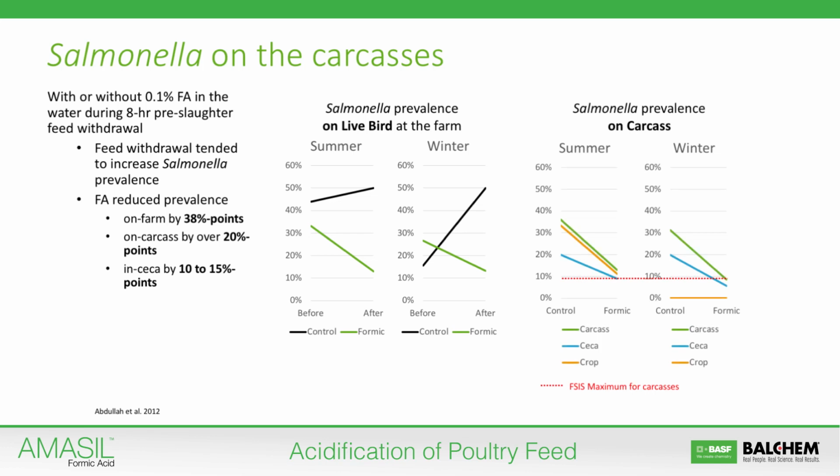When you then take the next step and take these birds through into the processing facility, what we saw is that in birds that had been on the control water, they had salmonella prevalence at different sites anywhere between 20 and say 35%. But then when we looked at the birds that were in the group consuming acidified drinking water during that 8-hour pre-slaughter feed withdrawal, we saw significantly lower levels of salmonella prevalence, closer to 10 to say 15%.